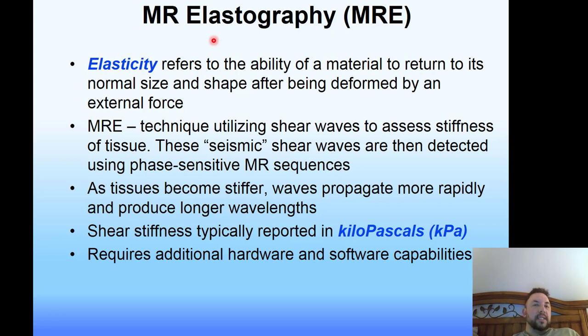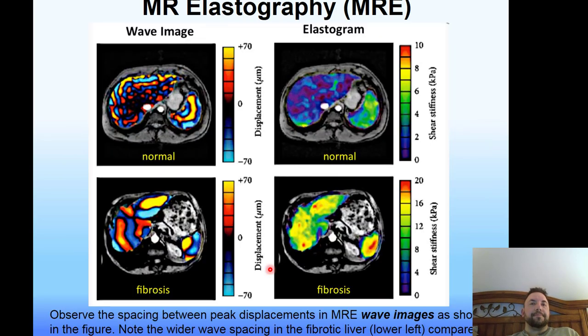So MRE is a technique utilizing shear waves to assess the stiffness of tissue. Seismic shear waves are detected using phase-sensitive MR sequences. As the tissues become stiffer, waves propagate more rapidly and produce longer wavelengths. Shear stiffness is reported in kilopascals, kPa, and definitely additional software and hardware capabilities.